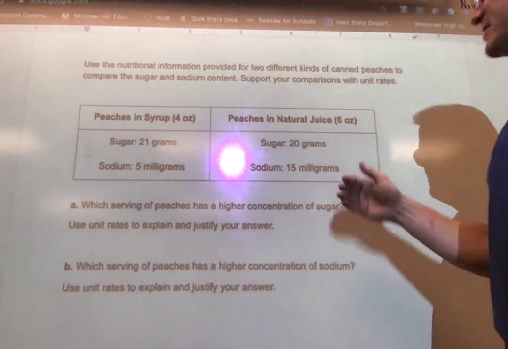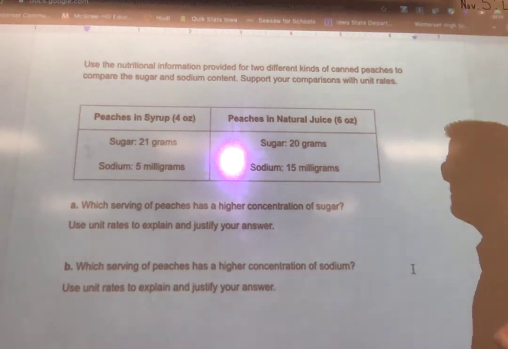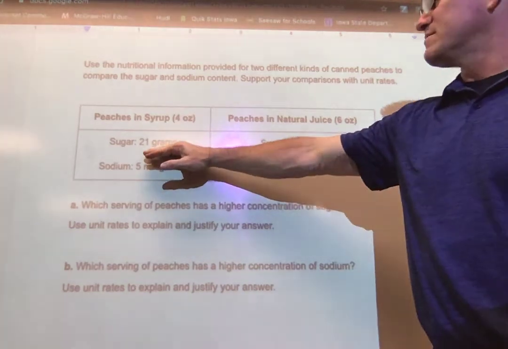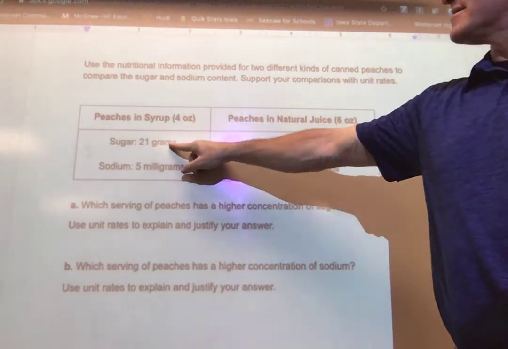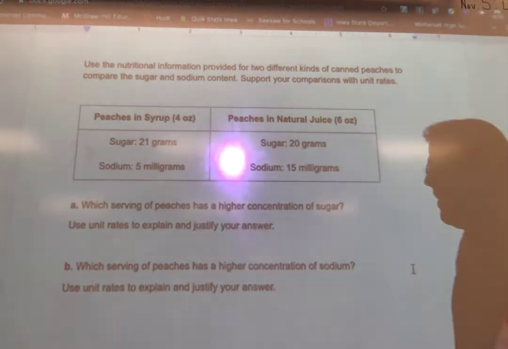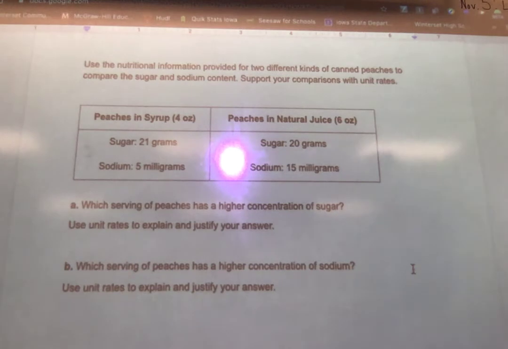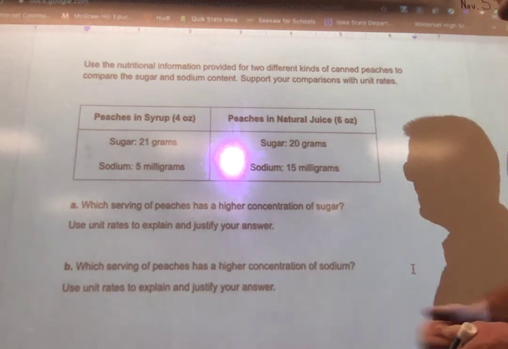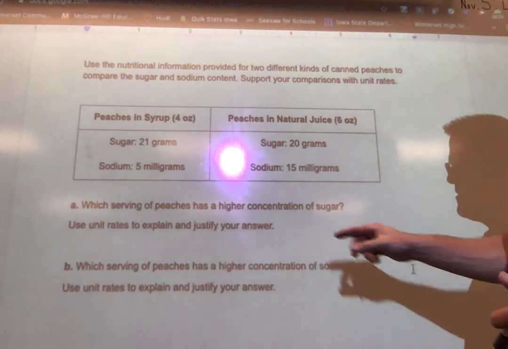So when we're looking here, guys, you can't just look at the numbers necessarily. You could do some logic things here. This has less ounces and more sugar. So we can use our logic to tell that peaches and syrup already have more sugar, because it's a smaller size can and it's got more sugar. But let's make sure we use this unit rate to double check some things here.